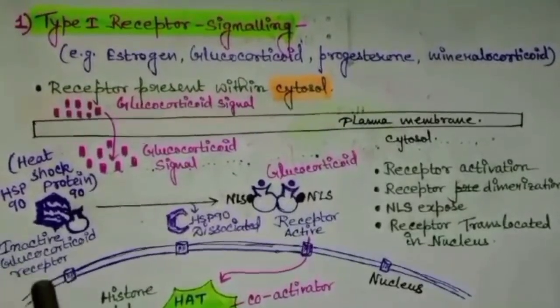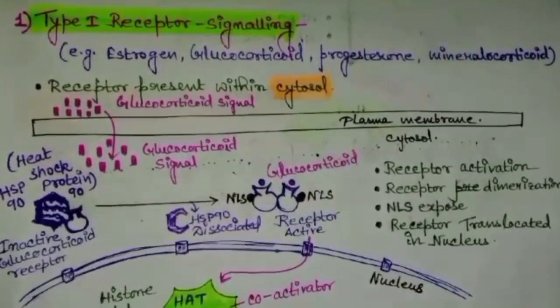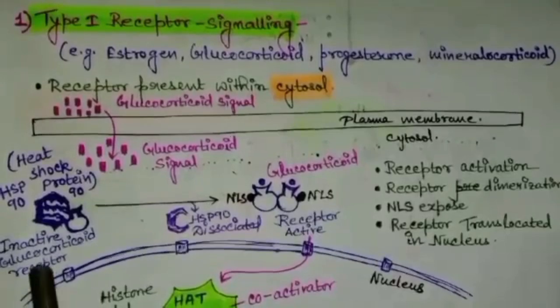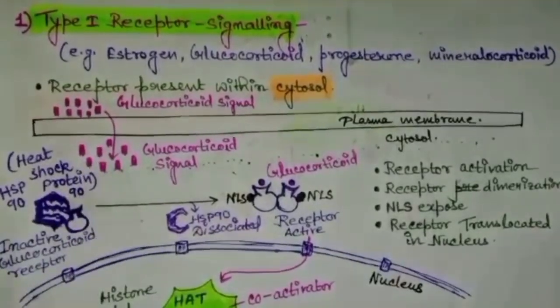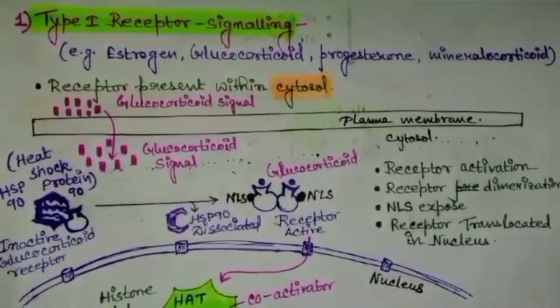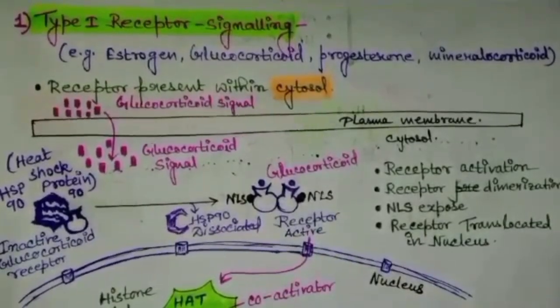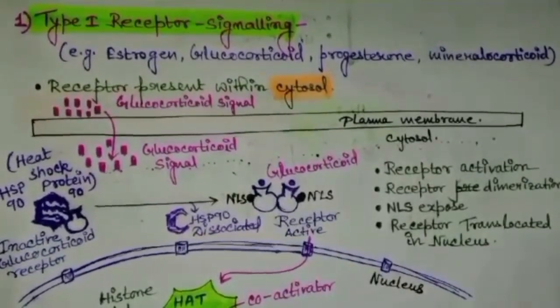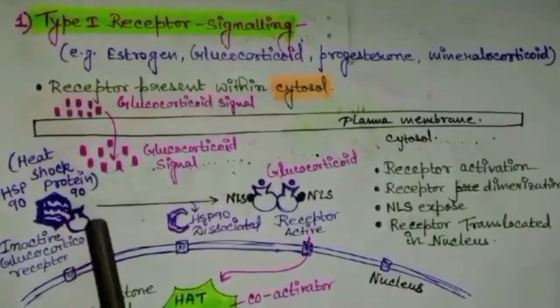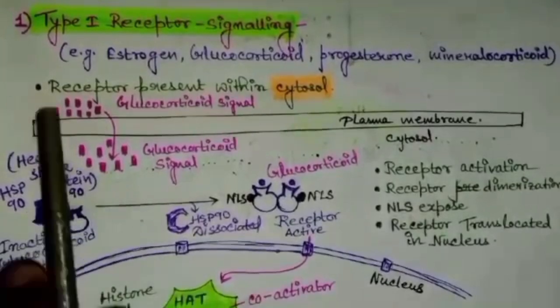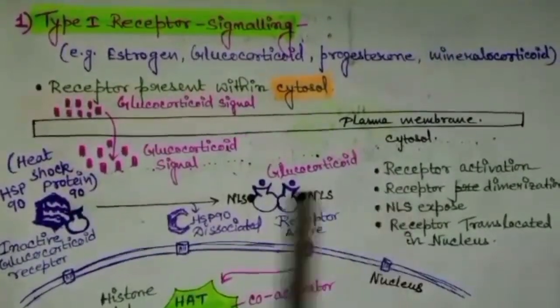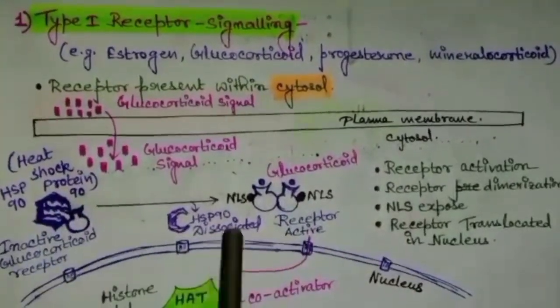Here inactive glucocorticoid receptors are present, and they are bound with heat shock protein 90. As I have said, heat shock proteins are a group of proteins that regulate the activity of nuclear hormone receptors. Those are chaperone proteins. These are bound to glucocorticoid receptors and keep them inactive. And when the signal enters into the cytosol, the proteins dissociate.